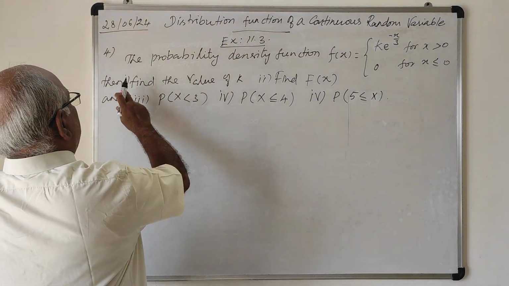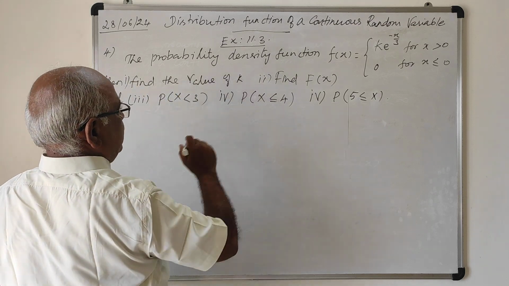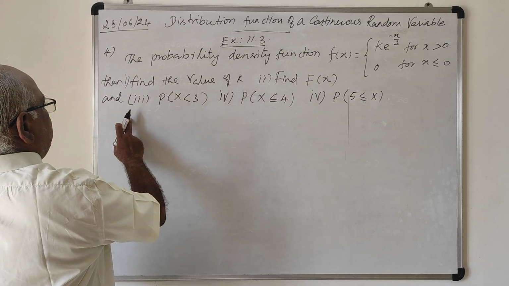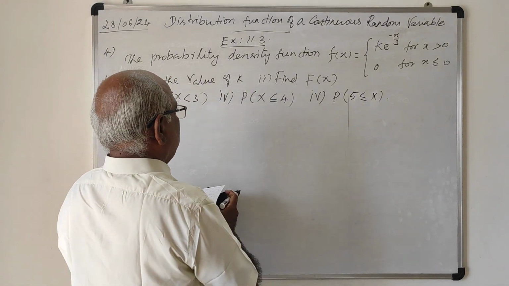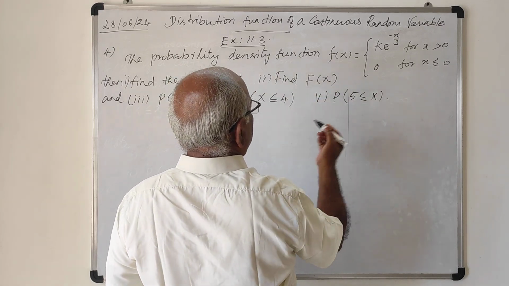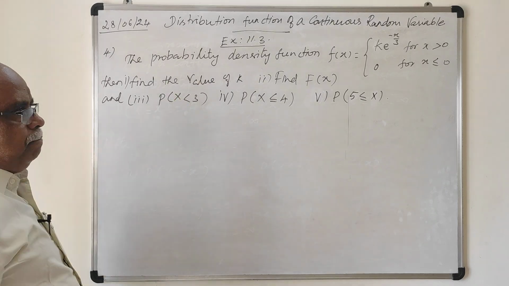The first problem has five subdivisions. First, find the value of k. Second, find the distribution function capital F of x. Third, probability of x less than 3. Fourth, the probability of x less than or equal to 4. And the fifth one, probability of 5 less than or equal to x. These are the five subdivisions in this problem.